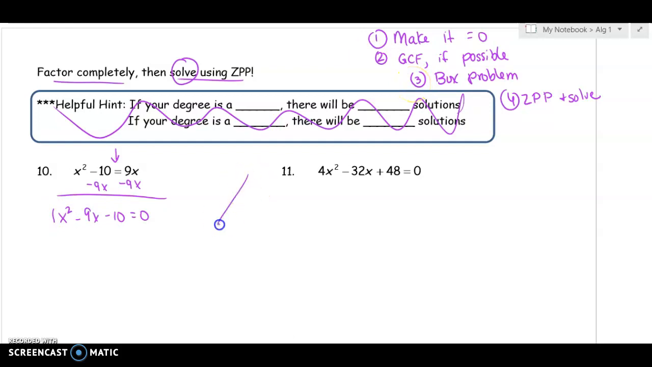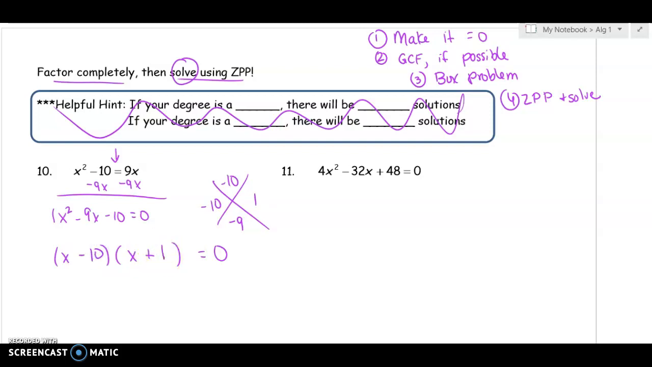Box problem. All right, box problem. It's got to multiply to be negative 10, add to be negative 9. Those two numbers are going to be negative 10 and 1. You make two sets of parentheses. X goes at the front of both. Negative 10 means minus 10. Positive 1 means plus 1.